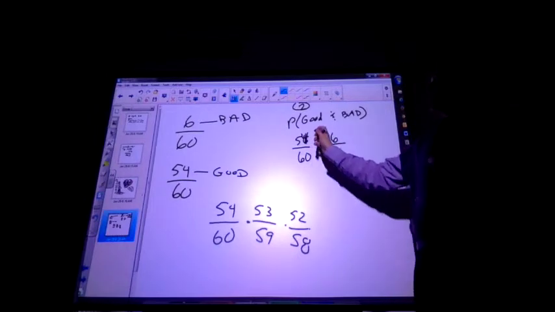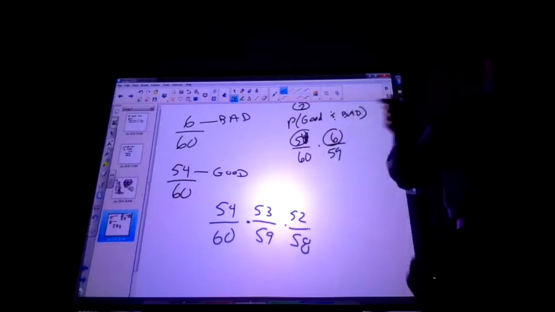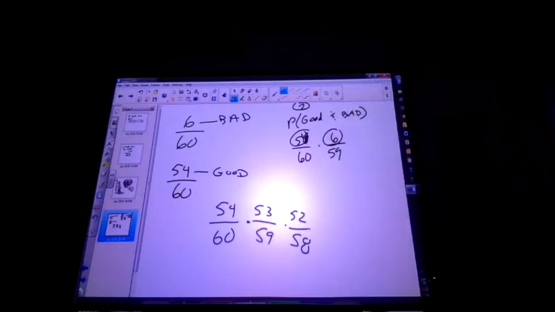Now, does it matter if I picked up a good one and then a bad one, or a bad one and a good one? Not necessarily. So those are interchangeable numbers. The 6 and the 54 could go over each way. Just think about when you're multiplying fractions together. It's top to top, bottom to bottom, then reduce.